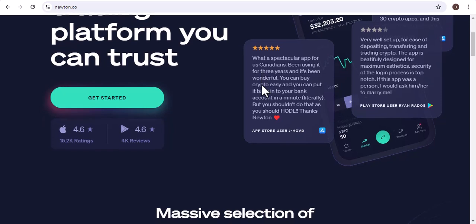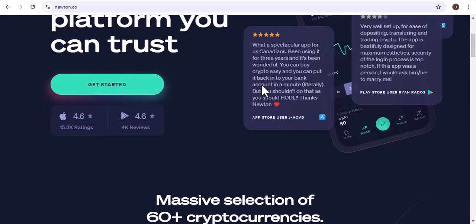They represent your investments, your future, and potentially a whole lot more. So, if you're asking yourself, how do I recover my Newton account, you've come to the right place. Because in this video, we're going to walk through the exact steps you need to take to get back into your account and regain access to your precious crypto.